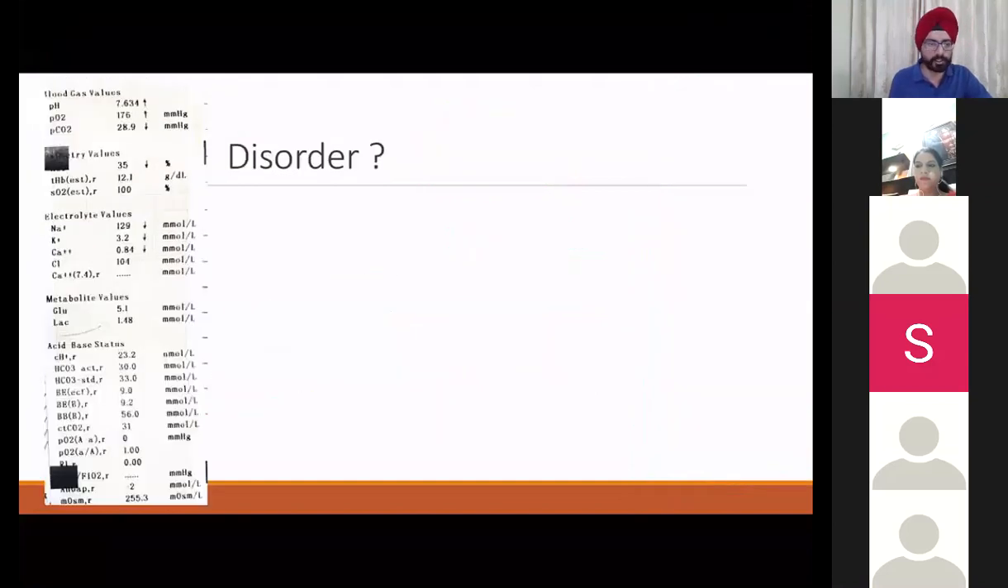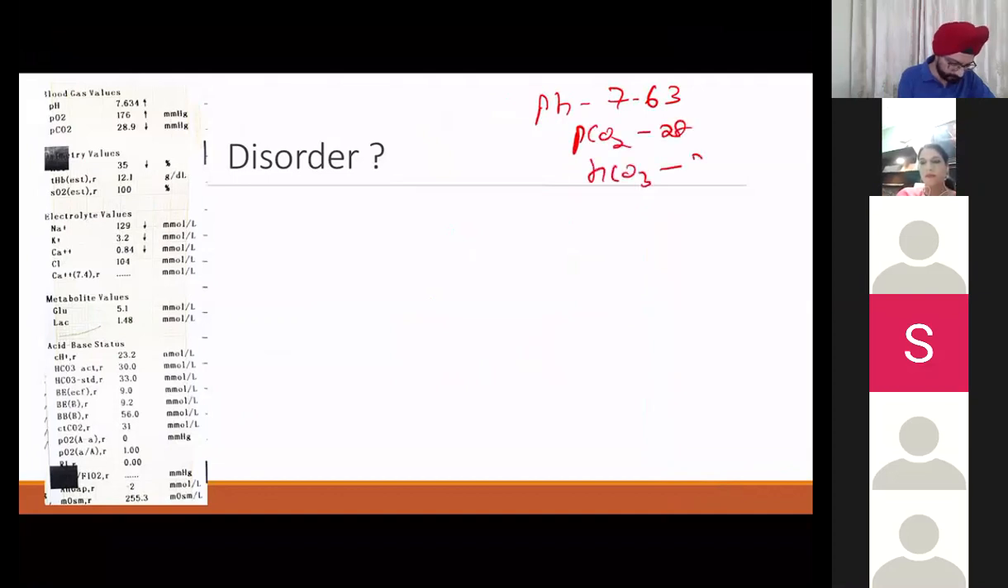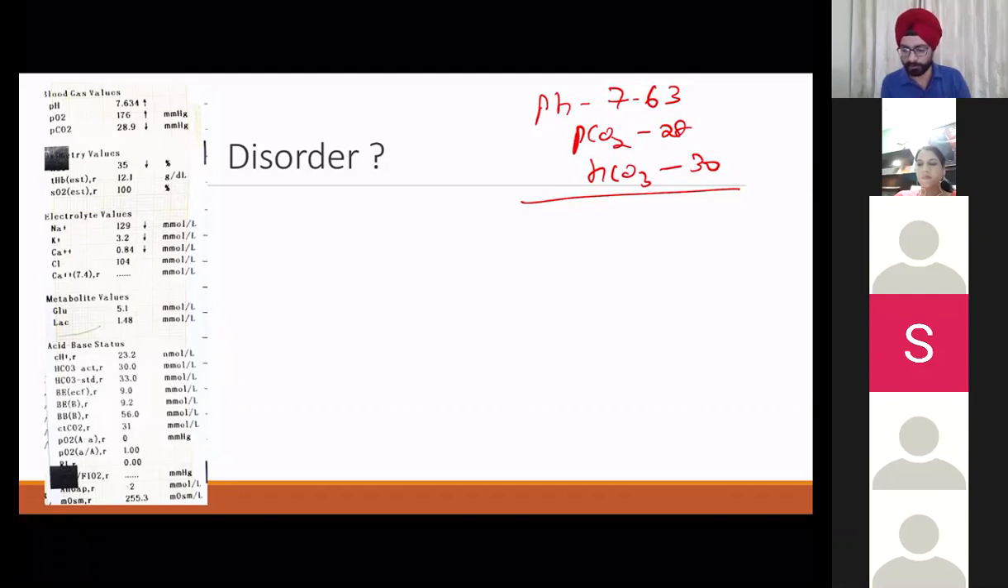Yeah. So next question, what is the disorder? pH is 7.663, PCO2 is 28 and bicarbonate is 30. Let's see who all can solve it. I've given very simple ABGs for questioning so that there's no confusion. At the end of the class, there'll be a small doubtful ABG. But yeah, I'm waiting for an answer from someone. What disorder is this?